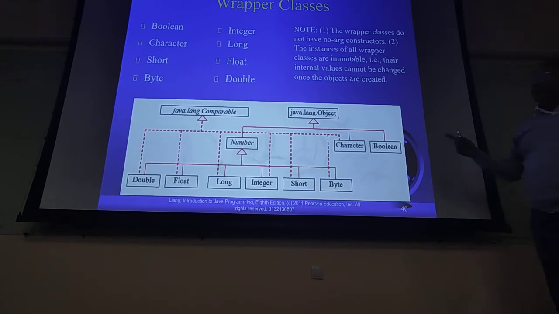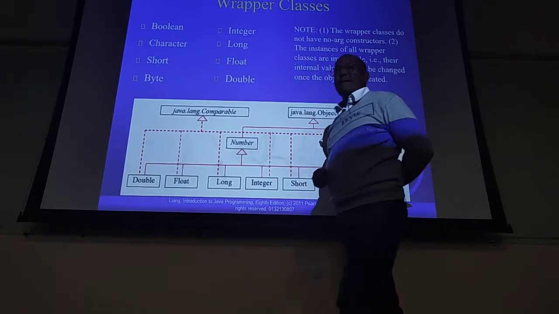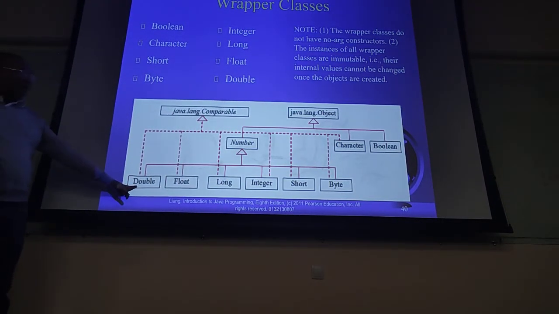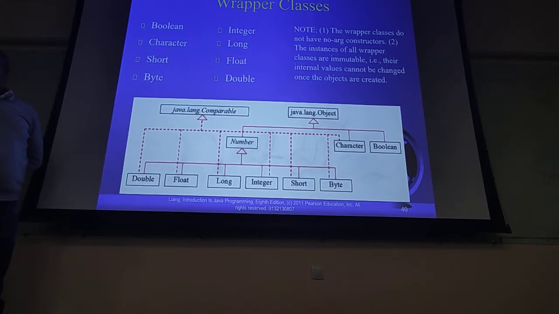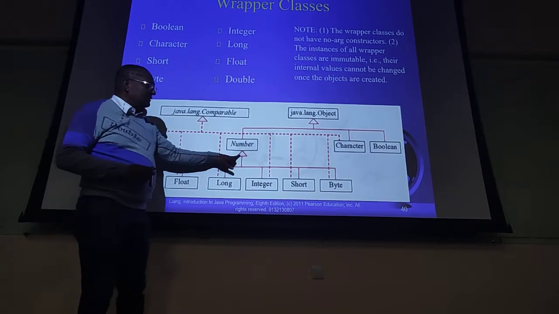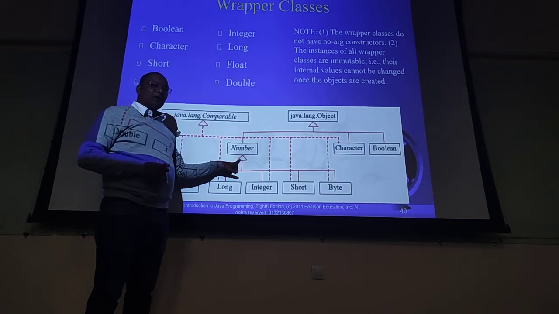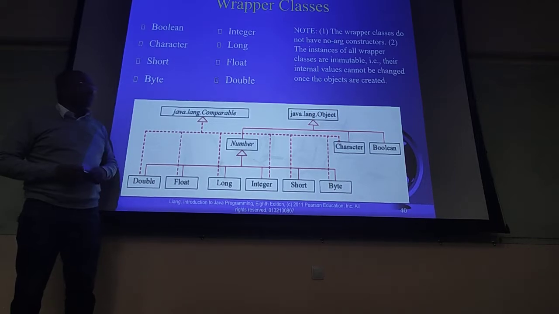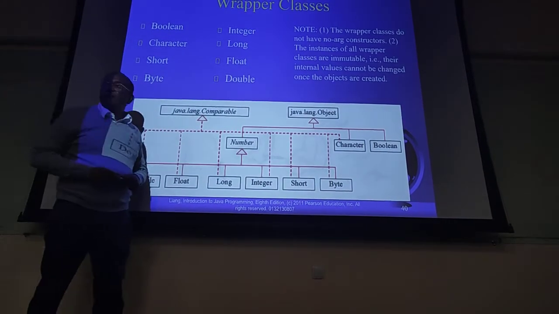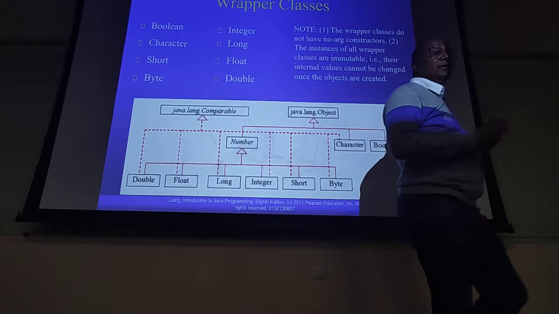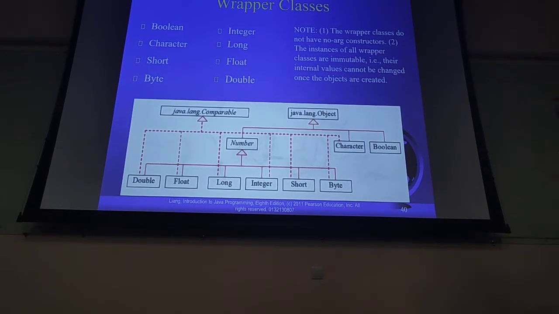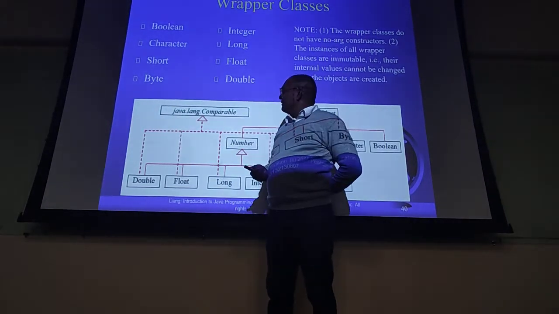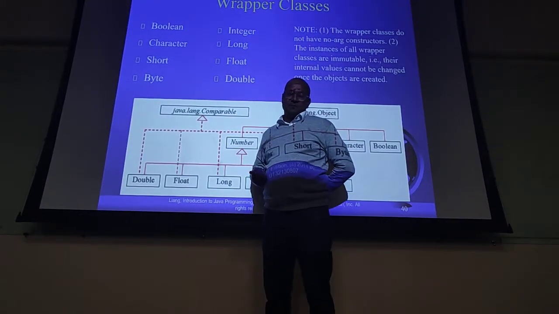Have you clear this? What do you understand from this diagram? What is this dotted line? Implement. So all these classes implement comparable. And what is this? Inheritance. So number is a class. From this, these are the subclasses. Are we clear? One of them is italic, another one is not. Which one is italic? Comparable. It's the interface, right? Understand?